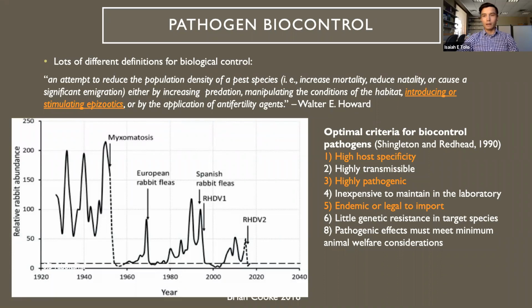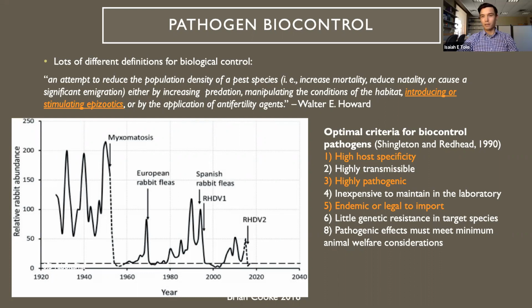The most popular example of pathogen biocontrol for vertebrate species is in Australia, the use of myxomatosis and RHDV to control rabbit populations. They were able to knock down rabbit populations by introducing these exotic pathogens into the system when rabbits were really dense. And it did reduce them below the threshold density where they caused damage. But as you can see, those rabbit populations can bounce back, and you actually need other control methods or new pathogens in order to continue to knock down that population.